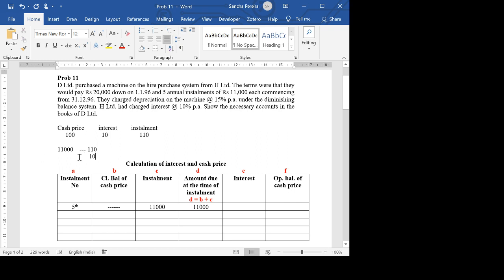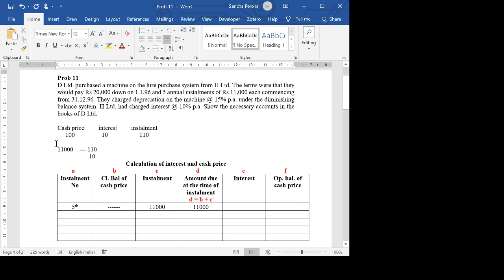Okay. Then we do a simple calculation. We know the installment, which is 11,000. That is for 110. For 10%, how much will it be? Because we want to find out the interest. Now, in problems, you don't have to sit and do this for every problem. This is just an explanation of what has to be done. So, if the interest was 5% in the problem, 11,000 is 105. For 5, it is how much? So, every time you'll have to multiply the installment into 5 upon 105, or 10 upon 110, or 15 upon 115, whatever is the rate of interest.